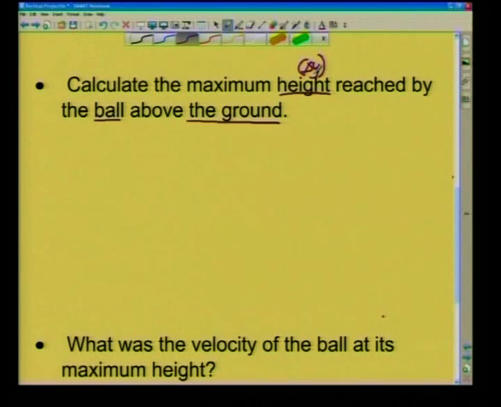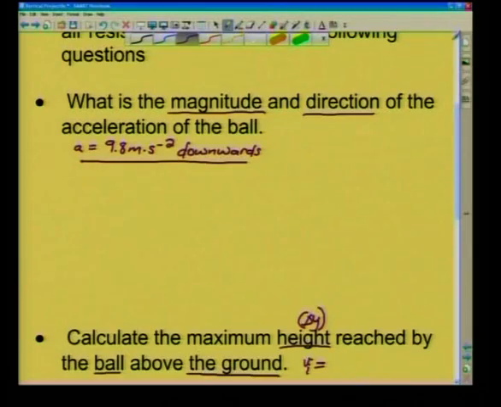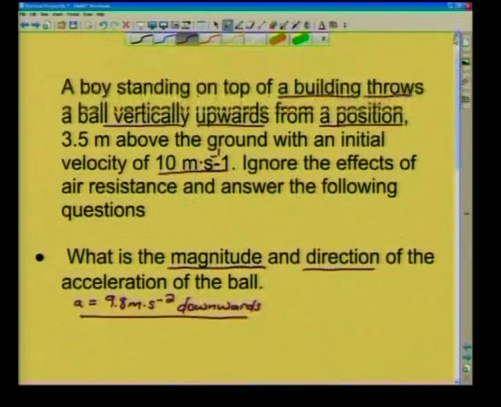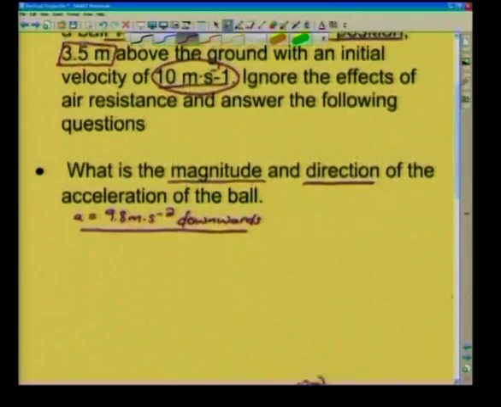And what do I know about what has happened to the object? I know that the object is projected upwards at some velocity, so that becomes the initial velocity. Let's write it down from the question. We are told that it is thrown upwards at 10 meters per second, and the initial position of the boy is 3.5 meters above the ground.